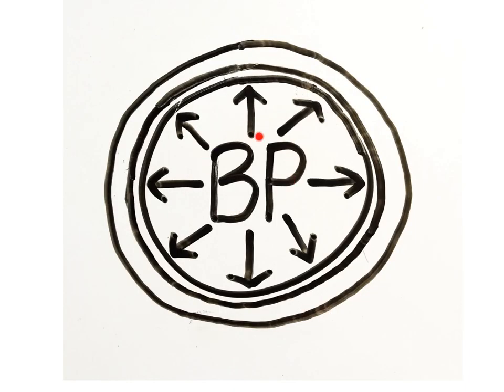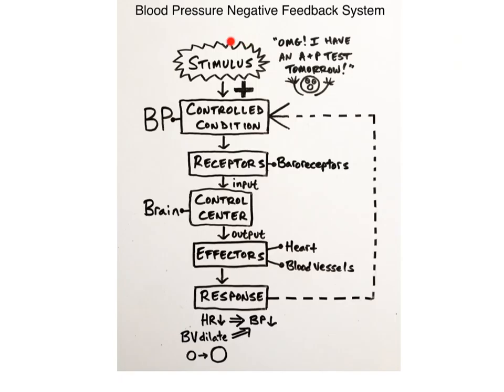Blood pressure is the amount of force generated by blood as it pushes against the blood vessel walls, as shown in this cross-section diagram. A stimulus, like the stress one feels before an important test, causes the heart to beat faster, which increases blood pressure, our controlled condition. There are specialized nerve receptors in the walls of blood vessels called baroreceptors that are sensitive to changes in blood pressure and detect the increase.